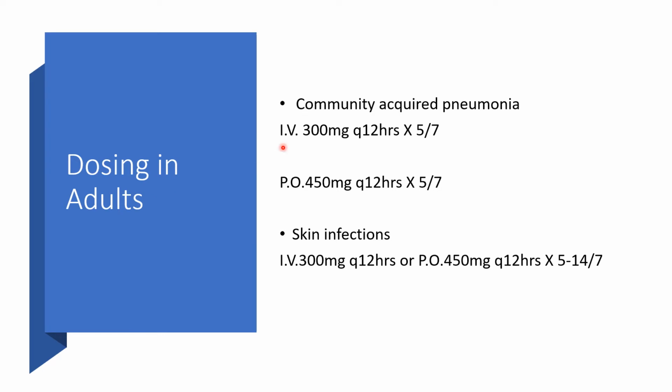Dosing in adults. If you are handling community-acquired pneumonia, you may give Delafloxacin intravenously at 300 mg every 12 hours for 5 days. If you have chosen the oral route, you can go for 450 mg every 12 hours for 5 days. If this is skin infection, you may choose intravenous route at 300 mg every 12 hours or per oral route 450 mg every 12 hours for 5 to 14 days.